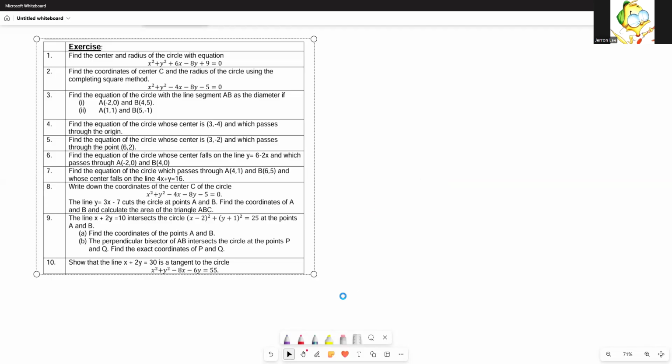Now let's just have a look at our exercise. If you notice, there are about 10 questions over here. So let me very quickly go through with you the very important things to look out for. Let's start with question number one. Question number one is asking you to find the center and the radius of the circle.